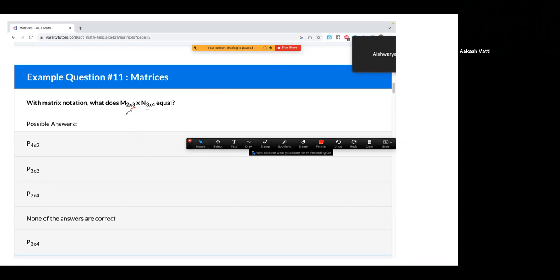However, we want the rows from the first one. Remember, M is rows x columns, from the first one and the columns from the second one. Therefore, the answer is P of 2 of 4, because you want the first rows, which is 2 here, and the second columns, so 4. Even though the only things matching are the columns of the first one and the rows of the second one, the answer is 2x4. Any questions?